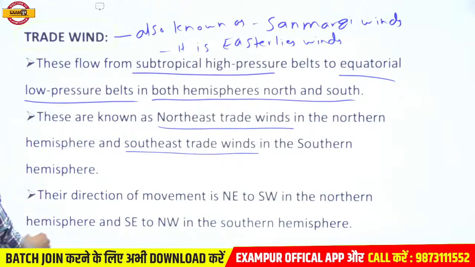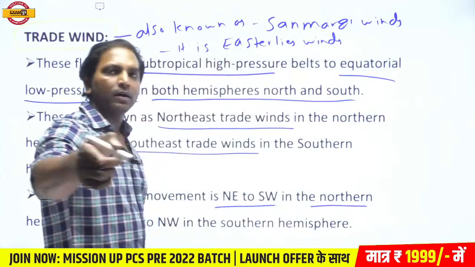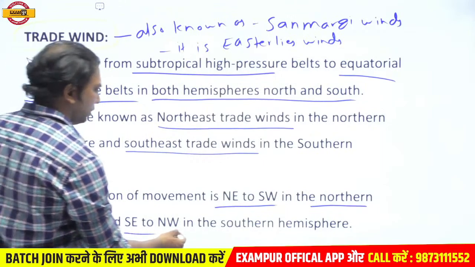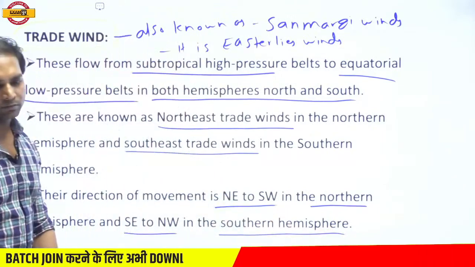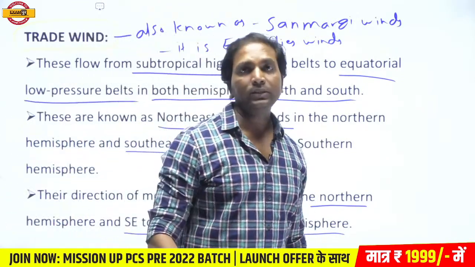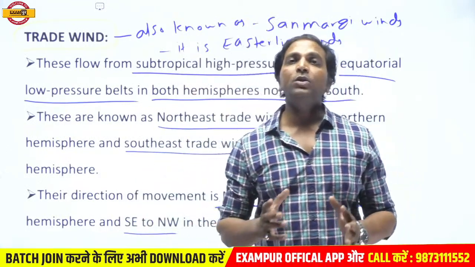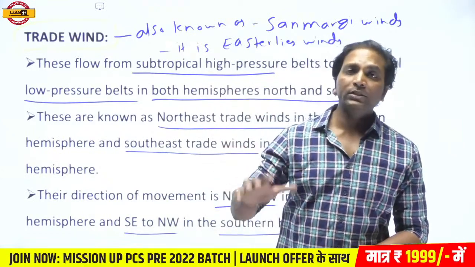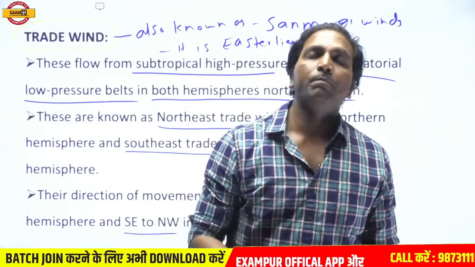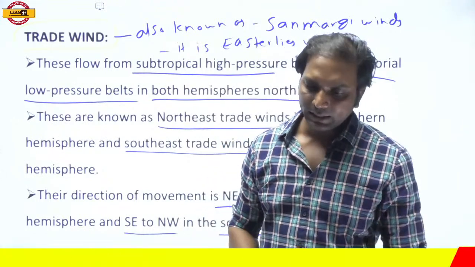Then their direction of movement is northeast to southwest in the northern hemisphere, I have just explained why, and southeast to northwest in the southern hemisphere. And by the impact of these trade winds, we can see the formation of hot deserts on the western side of continents because of the subsidence of trade winds in that region. Is it clear?